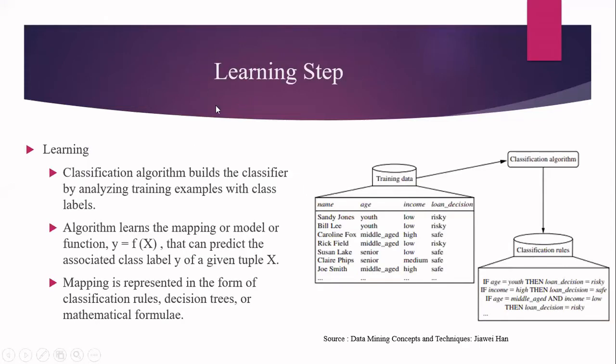So the first step is the learning step. What is learning? Learning is nothing but your algorithm is going to learn certain things. What is it going to learn and how is it going to learn? When I want to learn anything, I need some training data. So this learning algorithm is a classification algorithm, and it is going to develop the classifier by analyzing the training examples with class labels.